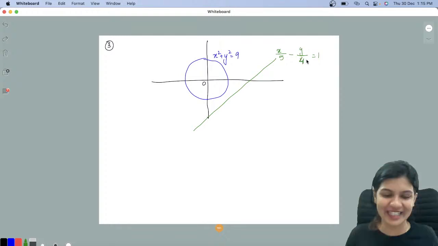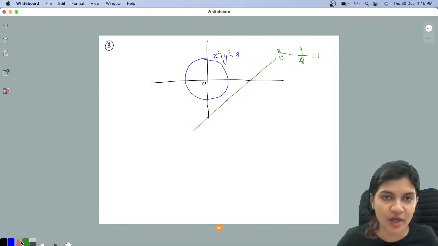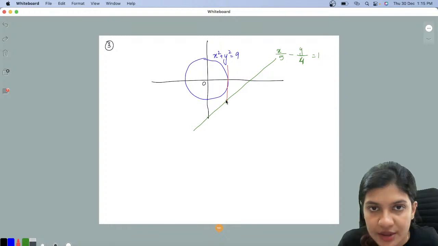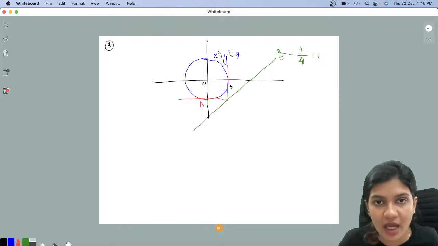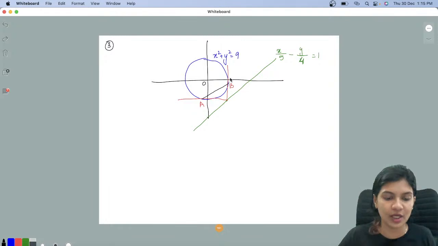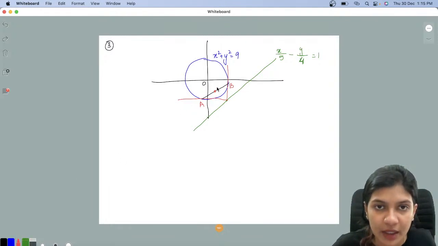We have to find the point on the line such that we are drawing the tangents. One tangent, other tangent. The tangents are meeting the circle at the points A and B, and the chord of contact will be AB. Let the midpoint of this chord of contact be P. I am representing it as h, k.